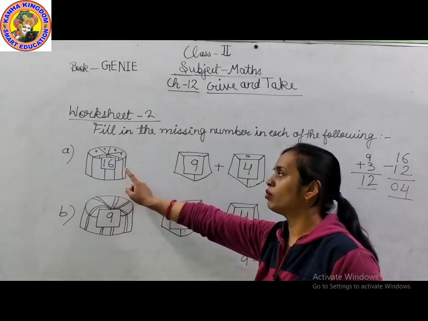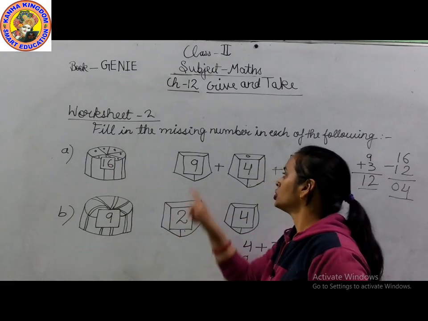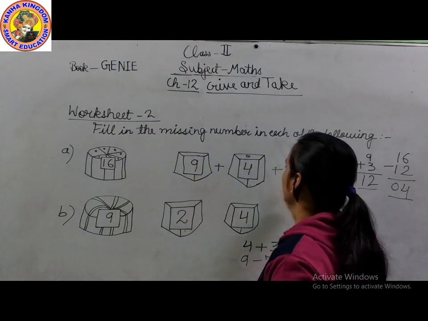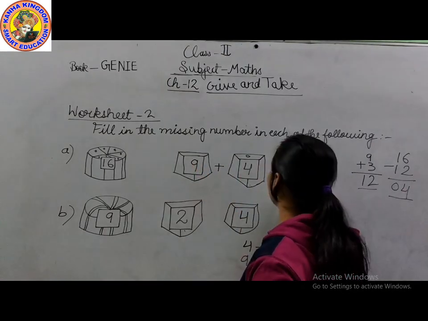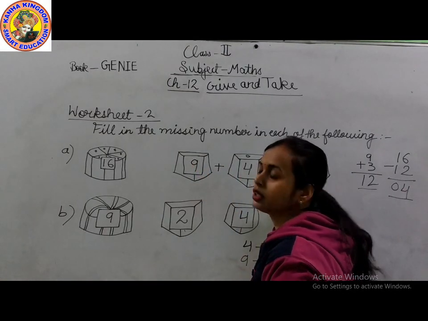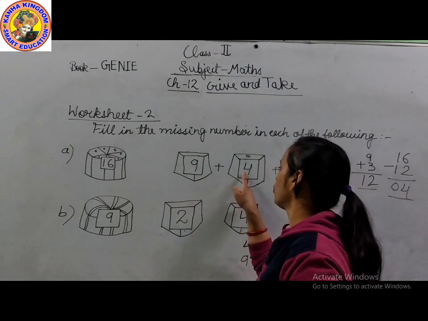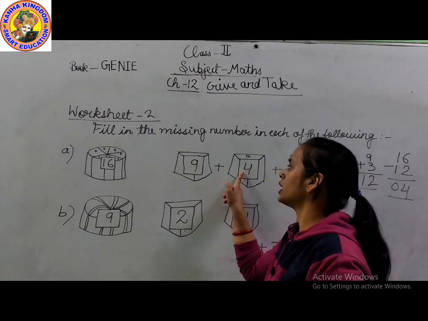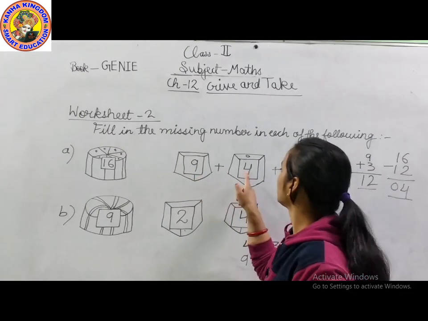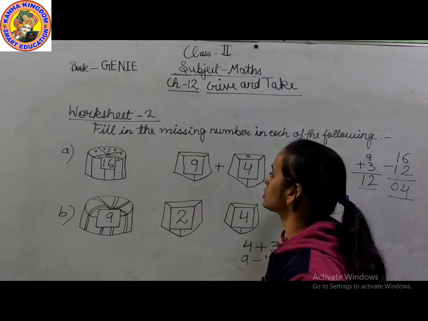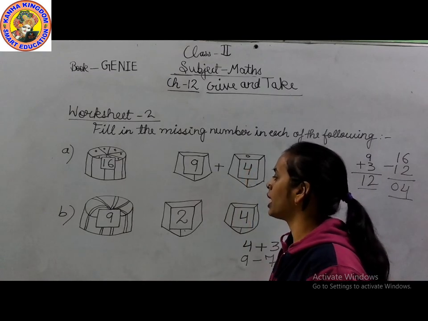Okay. In question number 1, our answer is 16. So 9 plus 3 plus 4. First we add 9 and 3. So we get 12. Then 16 minus 12 equals to 4. Now let's check the addition. 9 plus 4, 13. 13 plus 3, 16. So we write here 4 in the blank.